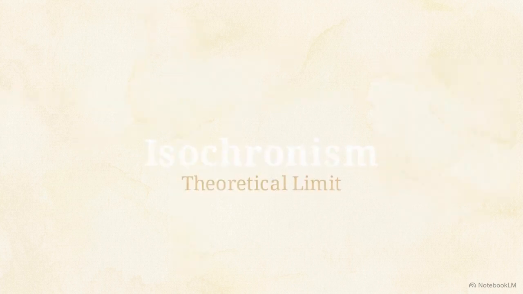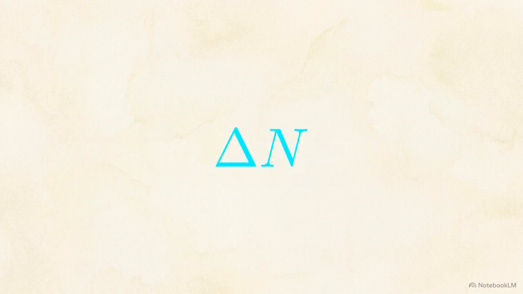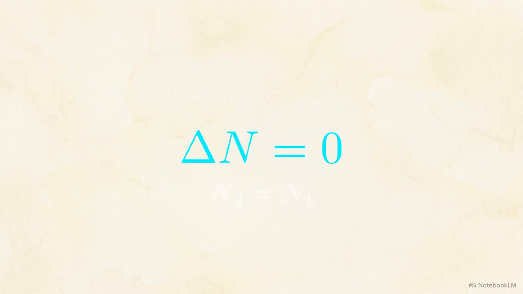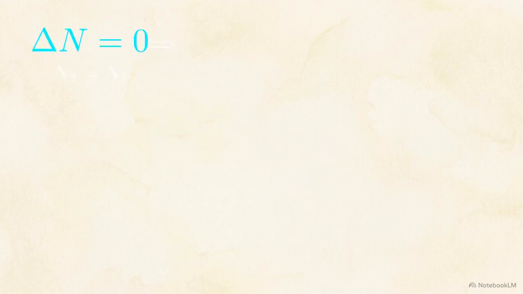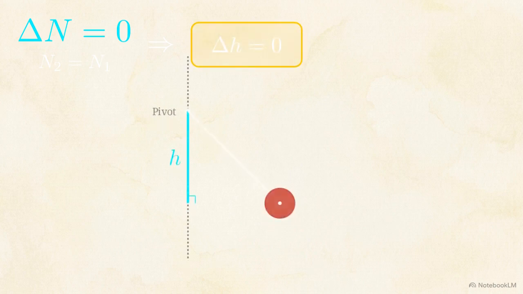This brings us to a theoretical limit called isochronism. An isochronous governor possesses infinite sensitivity, meaning its range of speed is exactly zero. N2 equals N1, which mathematically demands that the height at position 1 exactly equals the height at position 2.